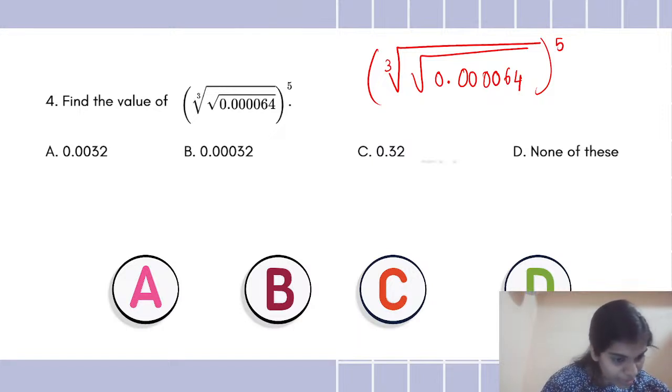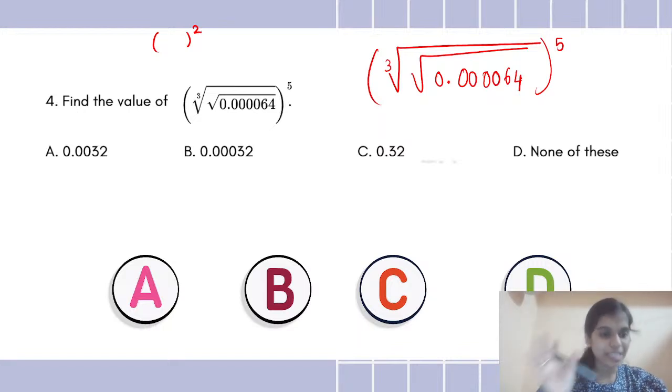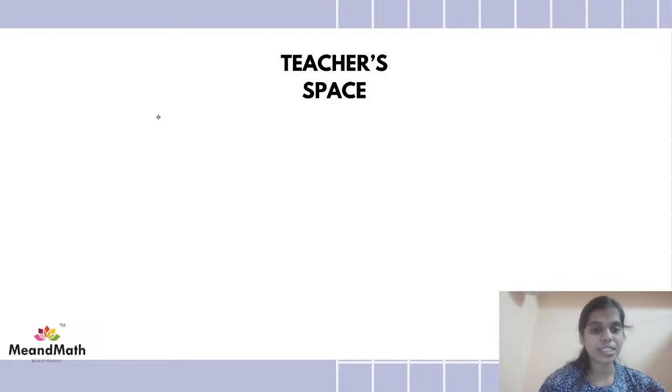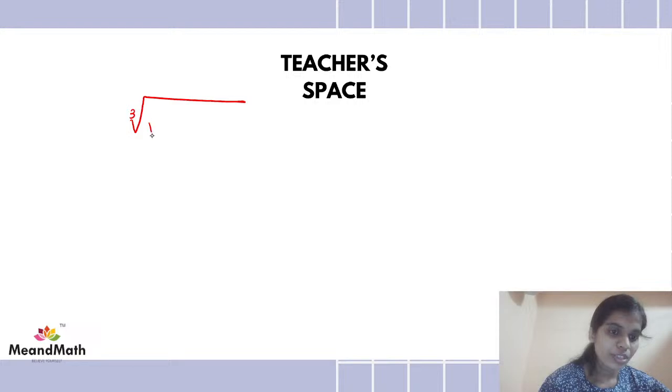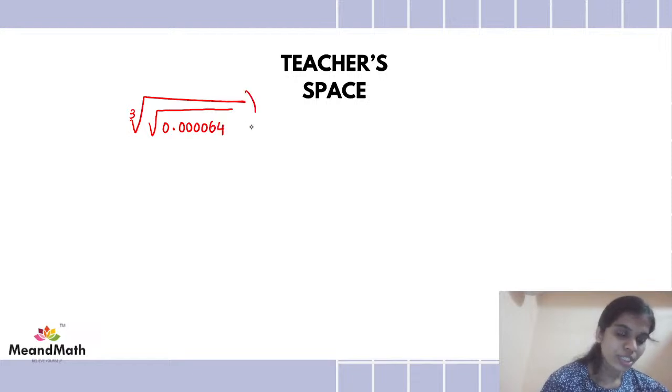Ma'am, I don't understand how to find the square number. Yes, Danshika. To find the square number is very simple. I will explain it in this question. Okay, my dear, just listen to this question. Even if you find any difficulties, you ask me. Okay, see, the question is cube root of square root of 0.000064, the whole power 5.